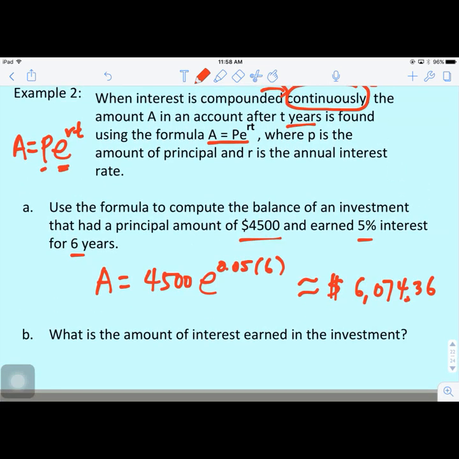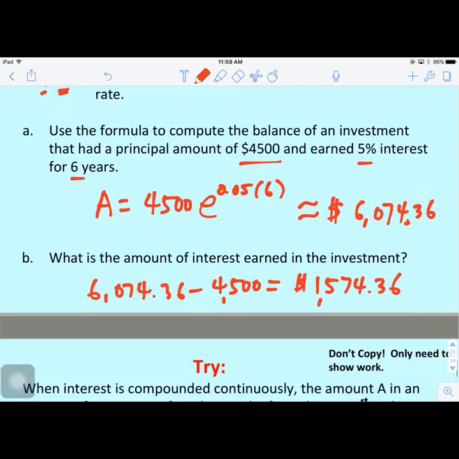And B, what is the amount of interest earned in the investment? So that would be the final total minus the original amount, and that will give us an interest of $1,574.36. And that is the answer for part B.